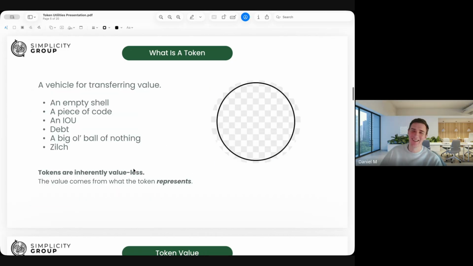Okay, so what a token actually is, it's a vehicle for transferring value. It is a completely empty shell. It's a piece of code, an IOU. It's nothing. It is literally inherently valueless. There's no value in calling something a token. What is actually the value of a token is what that token represents. There are different things a token can represent, but at its core, a token is just a valueless shell, if you will.